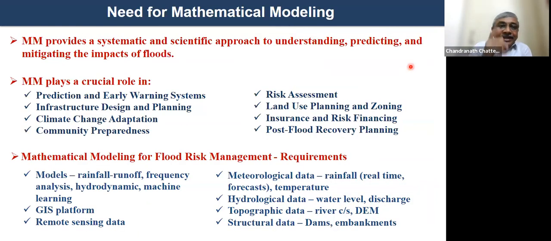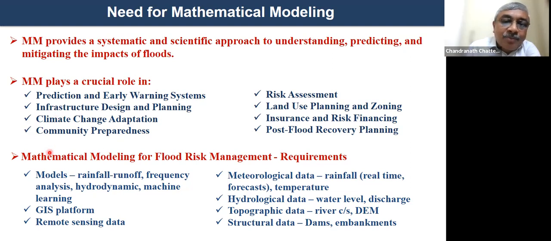Now, why do we need mathematical modeling for flood risk management? Mathematical modeling is basically simulating the floods and seeing what could be the what-if scenarios. You simulate the floods based on the rainfall, the topography, the discharge, and some fine-tuning of the model parameters, and have a look at what floods are possible. So mathematical modeling provides a systematic and scientific approach to understanding, predicting, and mitigating the impact of floods. It plays a crucial role in various activities, from prediction and early warning systems to climate change adaptation to post-flood recovery planning.